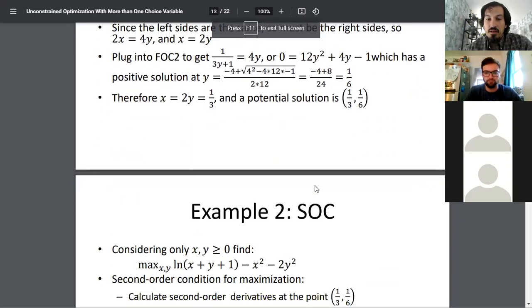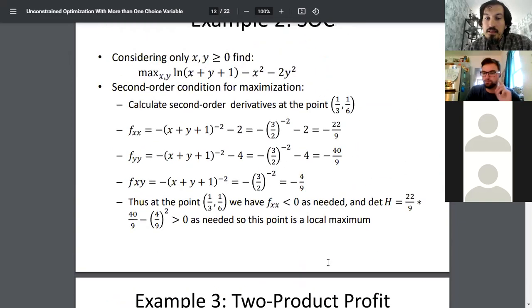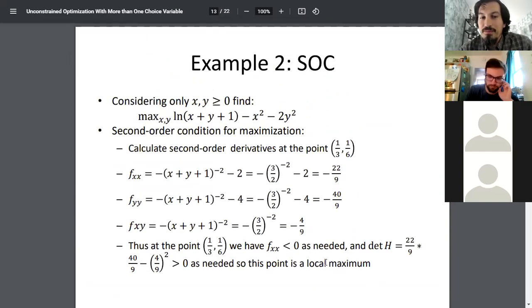So here are the second order conditions. You can see here, when I calculated the determinant, I didn't actually calculate it. I just said 22/9 times 40/9 minus 4/9 squared is greater than 0. That's really easy to see, so I didn't even calculate it. So this point is, notice I put the word here, local max. And for the purposes of this problem, I think that would be okay for the full credit.